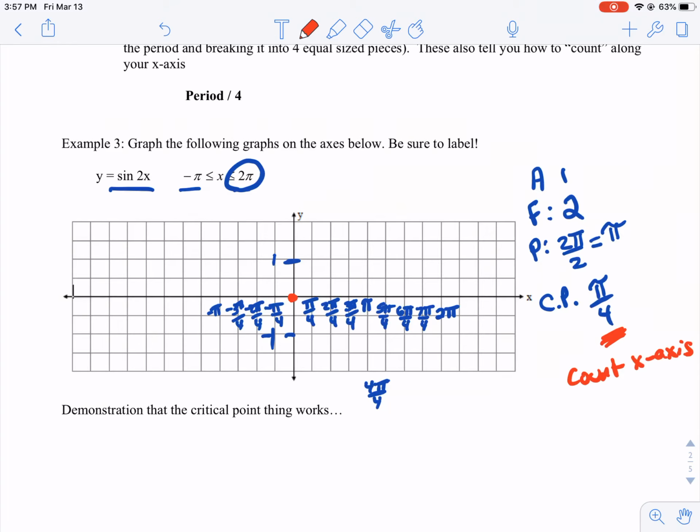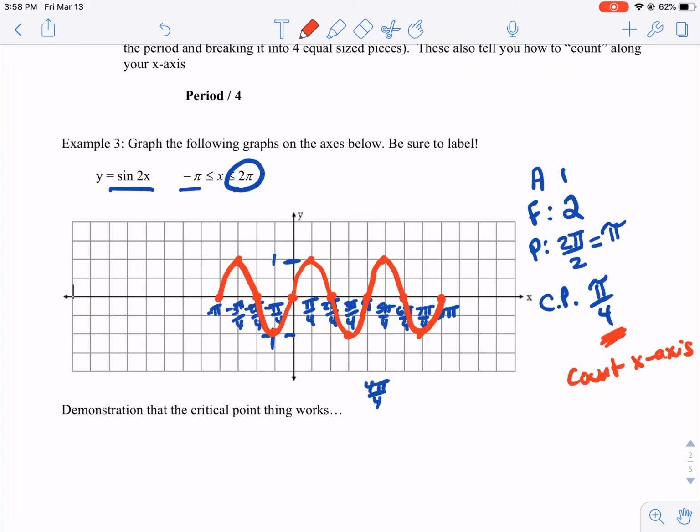Okay? So we're starting at 0, then we go up to the hill, 0, down to the negative, 0, up the hill, 0, down the trough, 0. Kind of make the hills and the troughs. All right, now we got to go the other way. Down the trough, 0, up to 1, back down to 0. There is our sine graph.